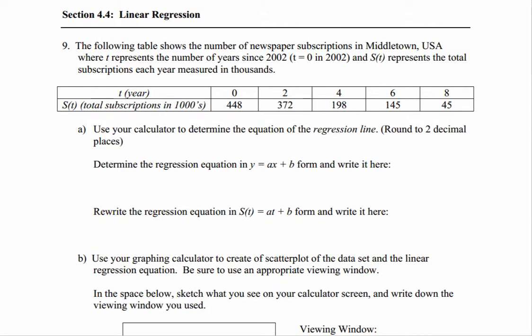Greetings, a little video to show you how to do linear regression. So this is from section 4.4, problem number 9.